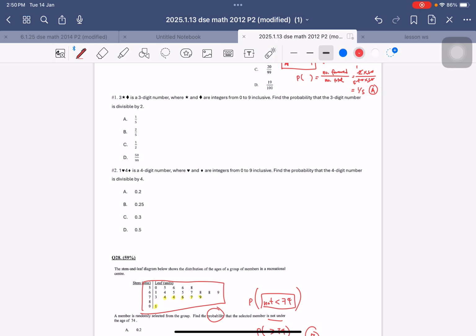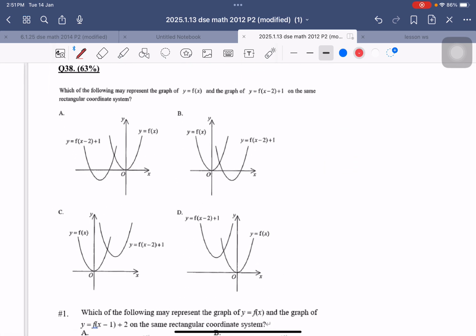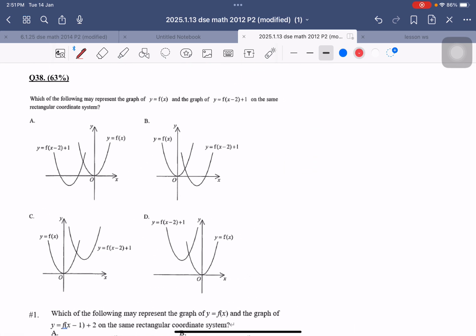23. So remember. No, question 20. Question 38. Turn to page. Question 38. Okay. So question 38. So what do you think? What's the topic of this question? Straight line equation.